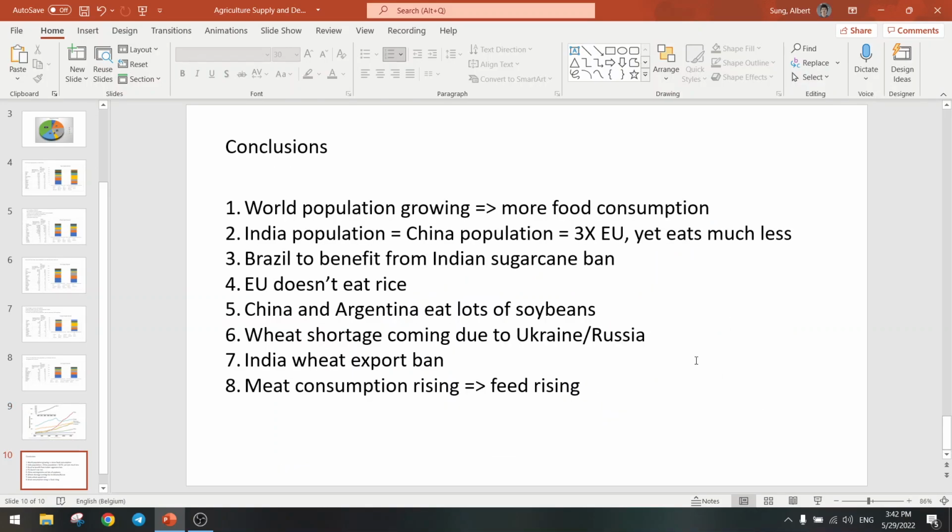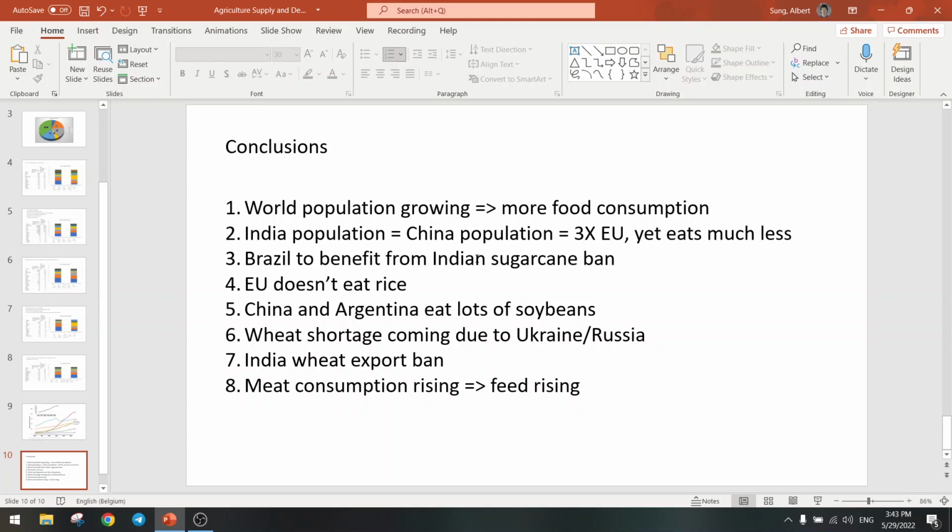So in conclusion, we know that the world population is growing, so we will have more food consumption, which is good for food prices and agriculture commodities. India's population is the same as China and is 3 times the EU and USA. Yet they eat much less, as you can see in the evidence. So I expect that India is going to eat much more in the future, and that will have a positive impact on food prices.